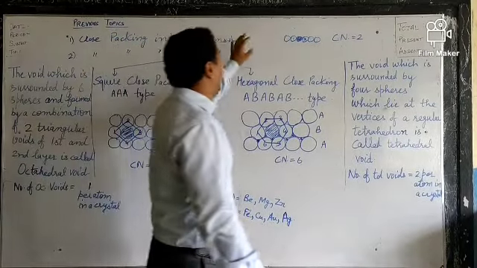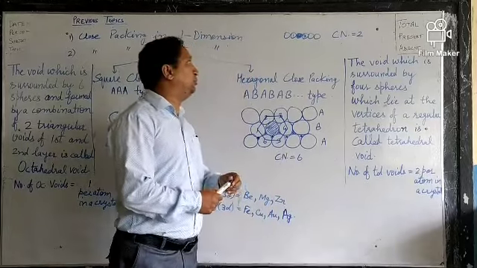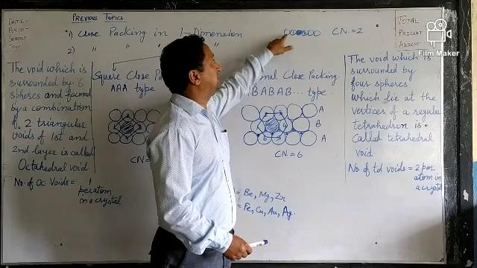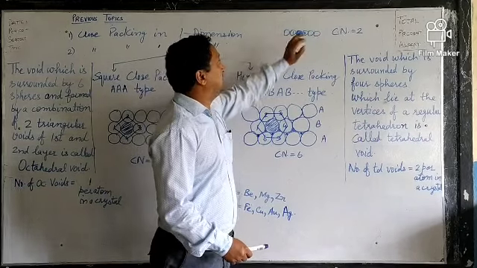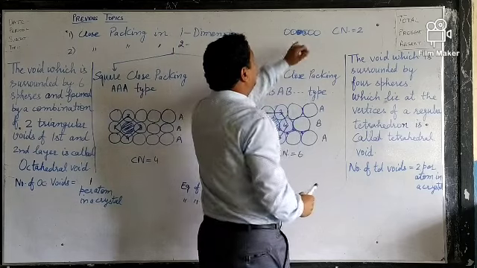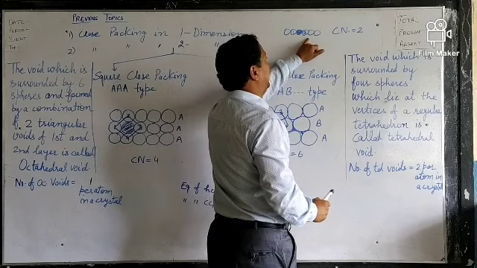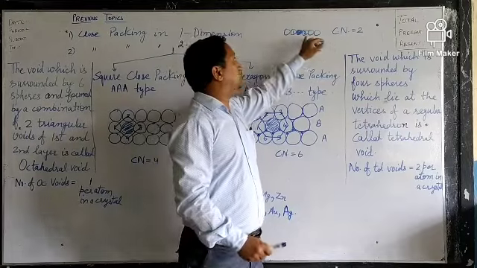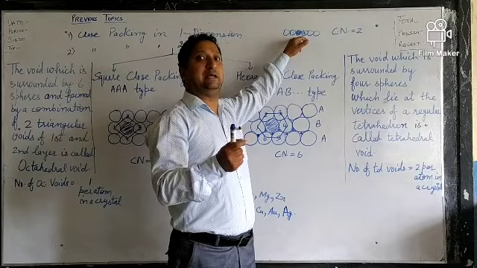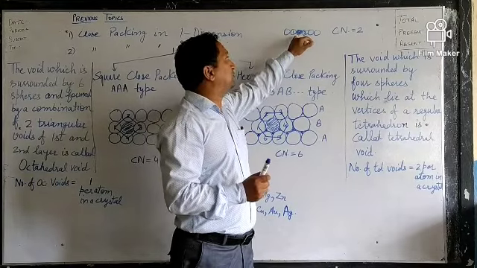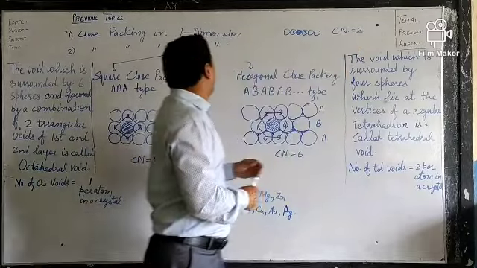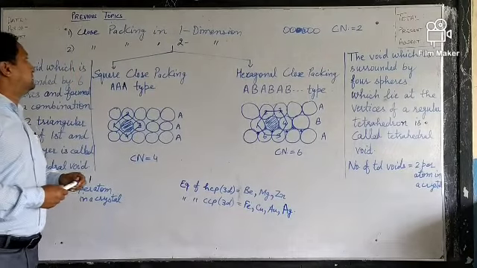When we have to do close packing in one dimension, we put the spheres in one row. You can see that with one sphere, as I have just darkened it, only two spheres can be in direct contact. The number of spheres with which one sphere is in direct contact is called its coordination number. So for close packing in one dimension, the coordination number is 2. Then close packing in two dimensions.